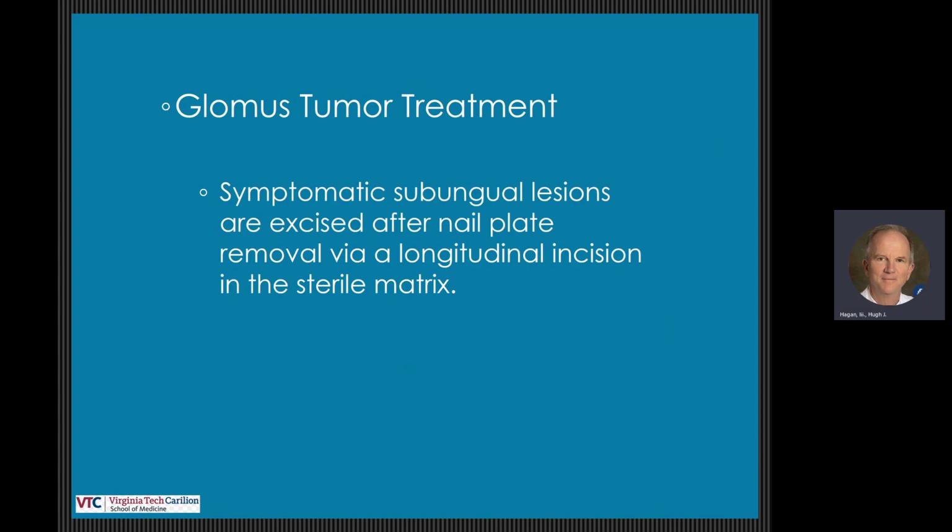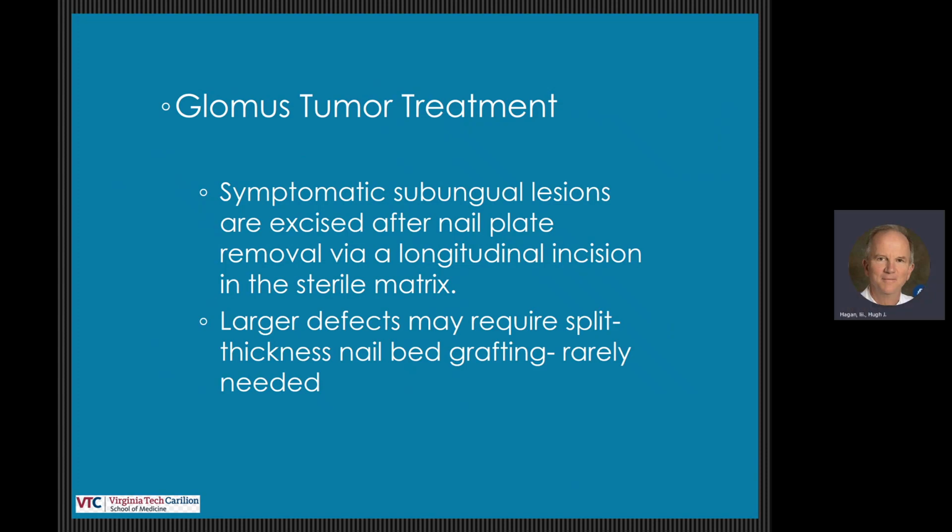Glomus tumors are treated with surgical excision. If they present beneath the nail plate, a longitudinal incision can be made in the sterile matrix and the tumor excised without sacrificing the nail plate. Larger defects may require a wider area of excision and split thickness skin grafting or nail bed grafting, but I've never had to do that.